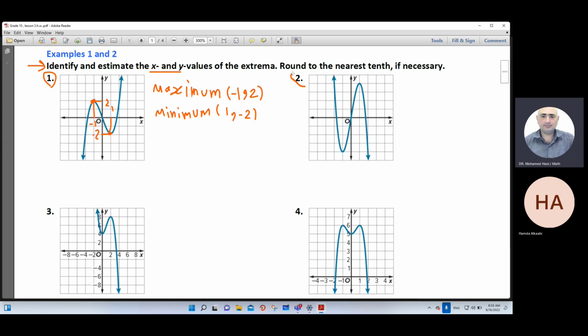For exercise number 2, as you see here, this is the maximum. In the y, 1, 2, 3, 4, and in the x it will be 1. So the maximum will be (1, 4).